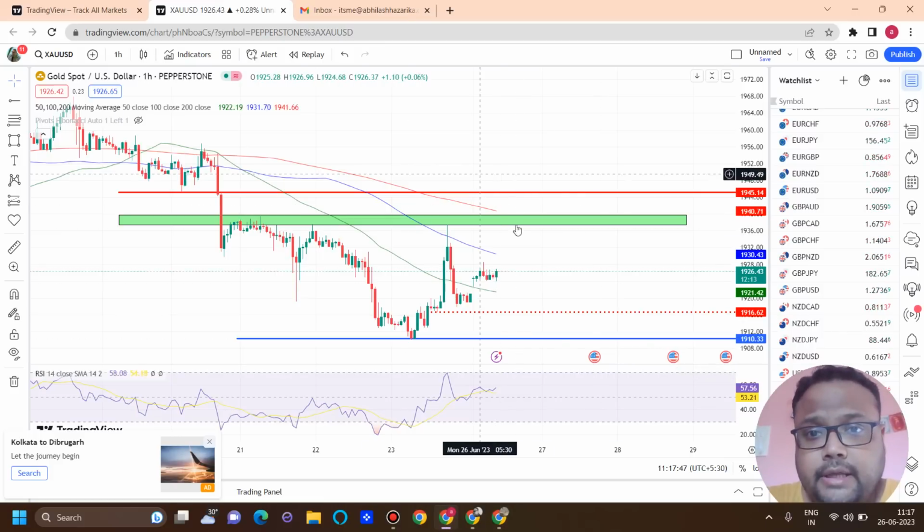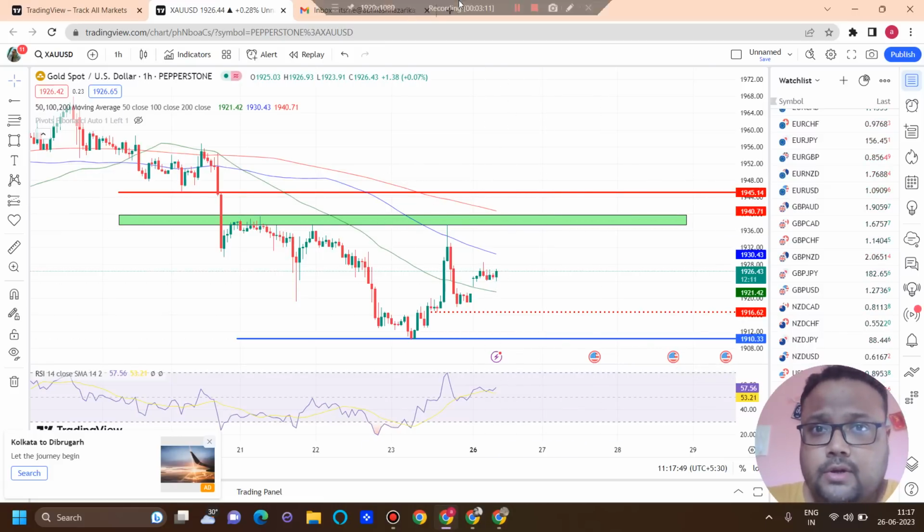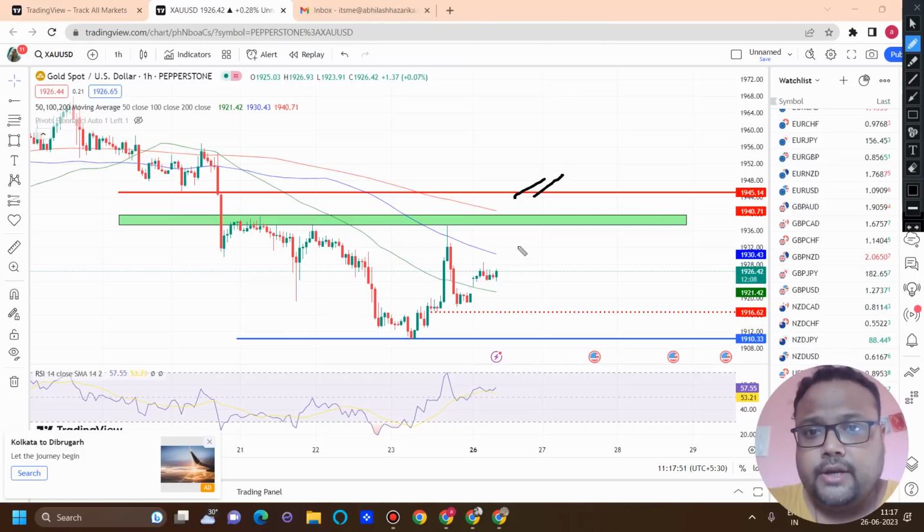So these are the only two reliable levels where we can look for sell opportunities during the day. If the market reverses, then only look for a sell position.